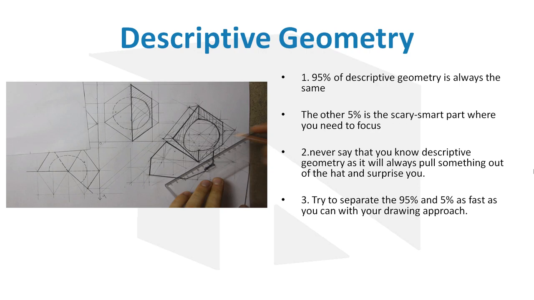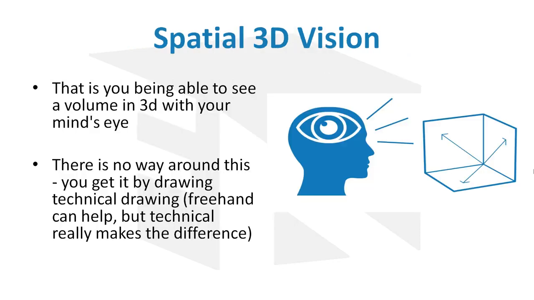That is where you will struggle, okay? The section on the right, where you've got a weird ellipse, that is where you will struggle. And obviously you can never say that descriptive geometry is perfect, or you know it, or it's done, you understand it, it's final. No, it's always going to come up with something that's going to shock you, okay? And obviously by separating the 95 and the 5% elements, you will get a very good level of clarity in your approach to drawing.